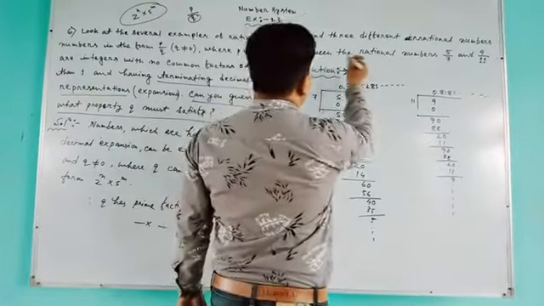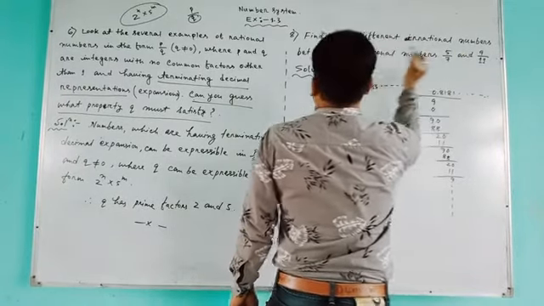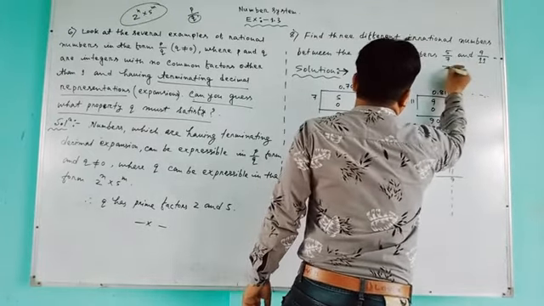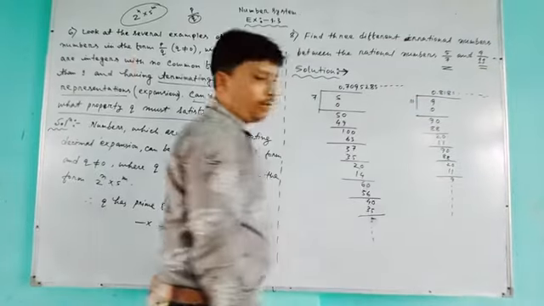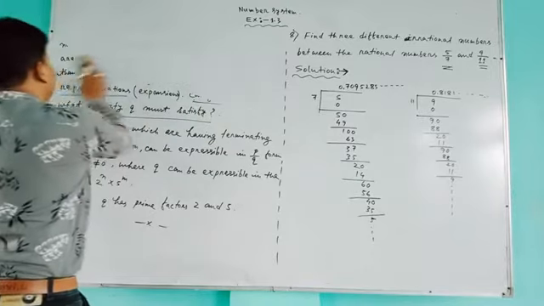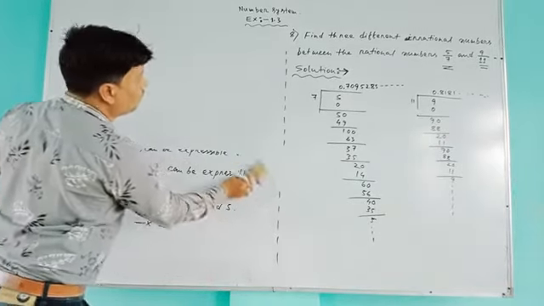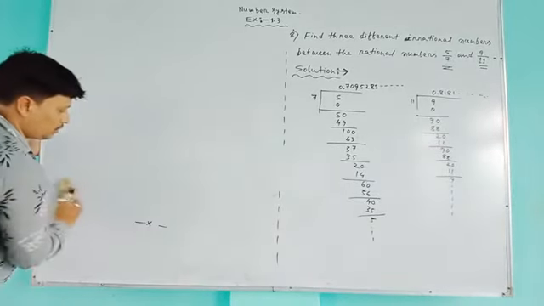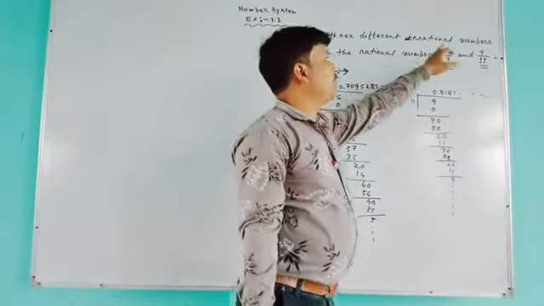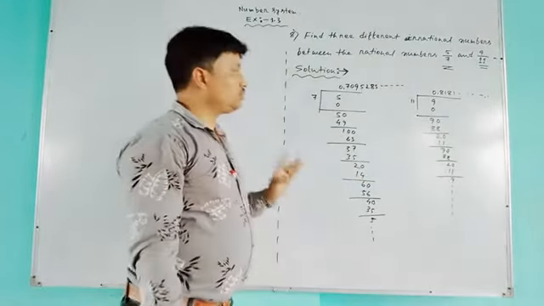Question number 8 says: find three different irrational numbers between the rational numbers 5 by 7 and 9 by 11. So these two numbers are already given as rational. We need to write three irrational numbers between these two numbers, but these two are rational numbers.